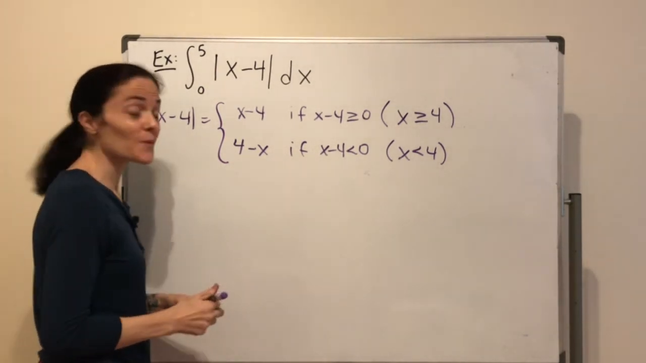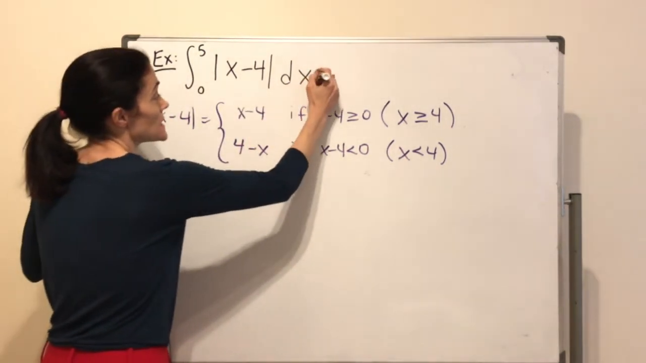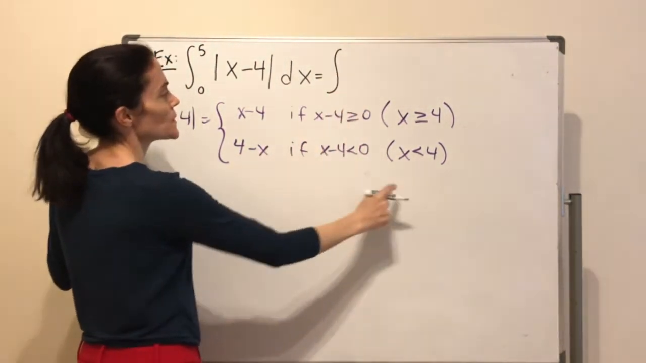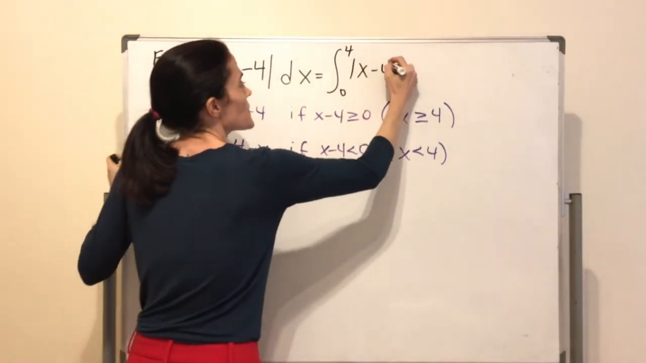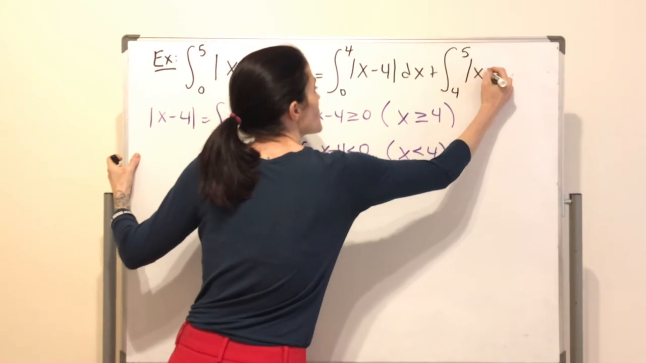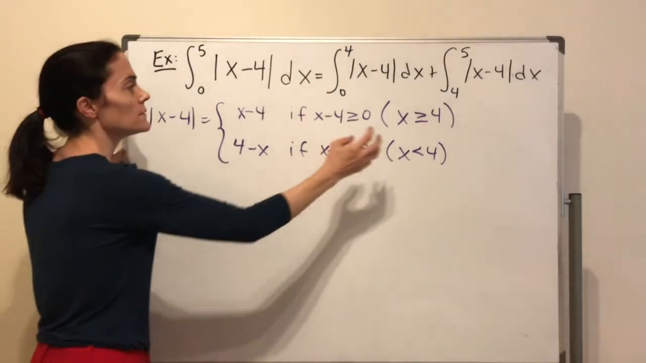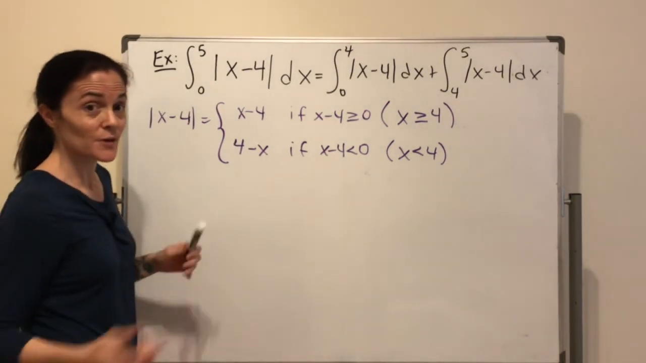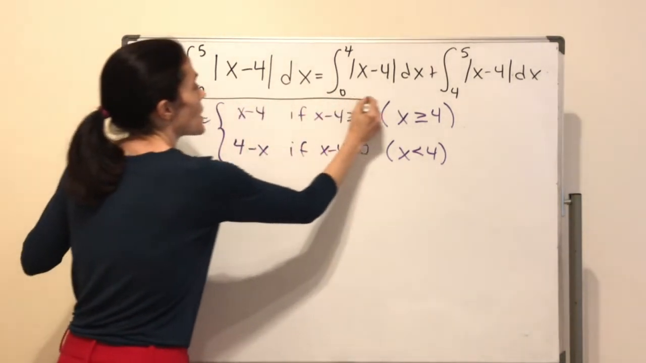Okay, so if we go to integrate this, the absolute value of x minus 4, first I will use a property of definite integrals that we discussed last time. This would be an integral from 0 to 4 of absolute value x minus 4 dx plus an integral from 4 to 5 of absolute value x minus 4 dx. Right, this was the property from last time. Depending on whether x is bigger than 4 or less than 4, we have two different formulas for absolute value x minus 4. And so, let me put this in a box.